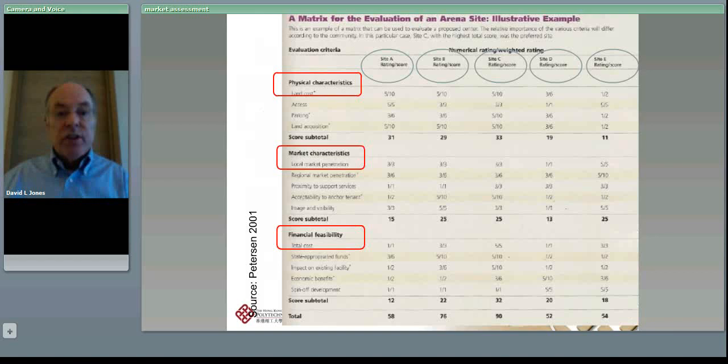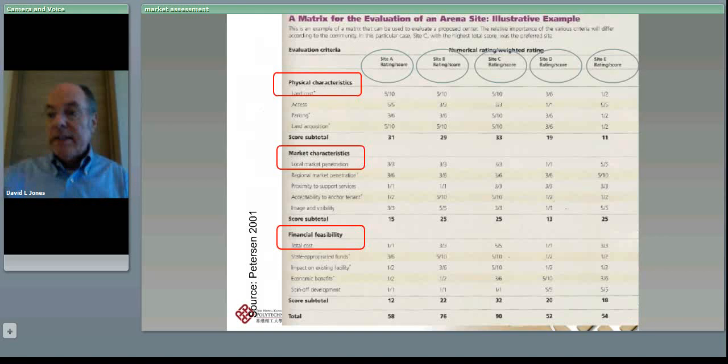Here you see they're looking at it from the standpoint of the physical characteristics, market characteristics, financial feasibility. And they've rated them on a scale of 10 for each one to come up with the number of points. So this is a group of experts looking at this, evaluating it, making some judgments on a qualitative basis. And if you look at this, Site C would be the choice, right? Total number of points, Site C, with B falling second and D third in terms of the overall aspect.